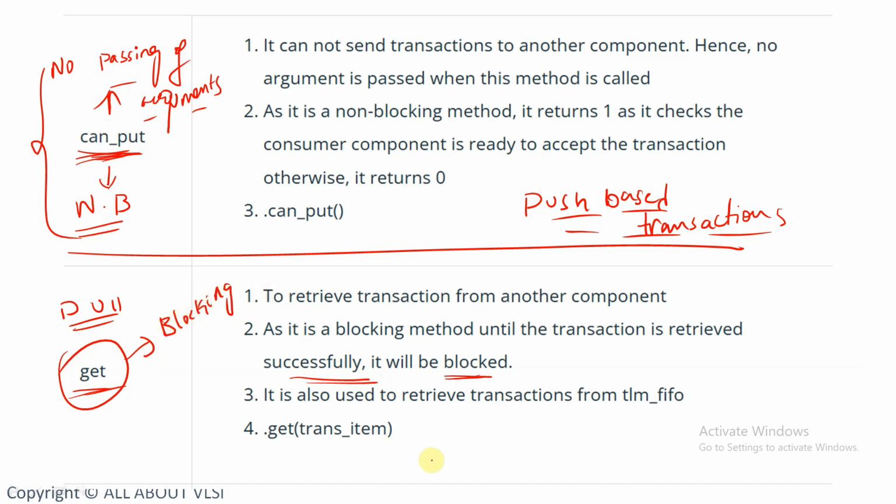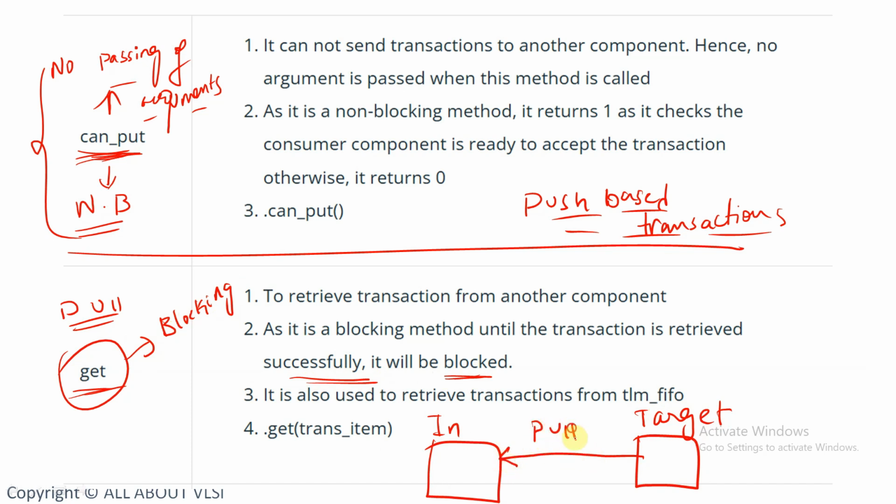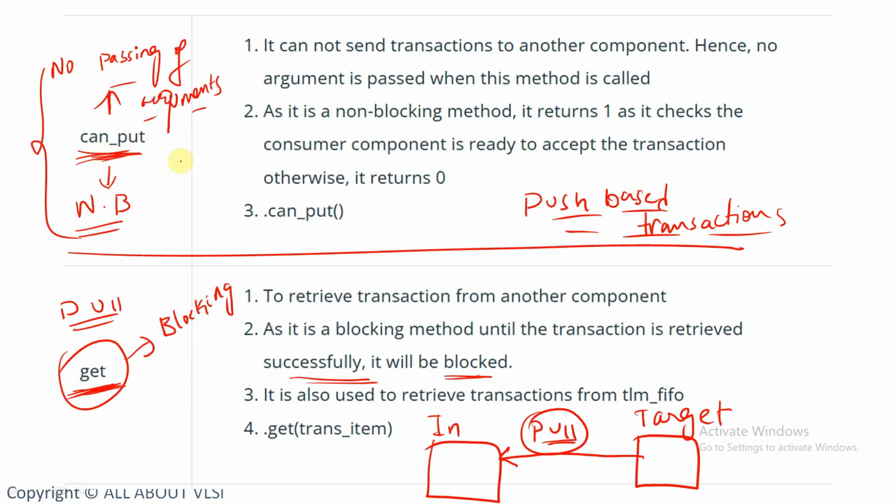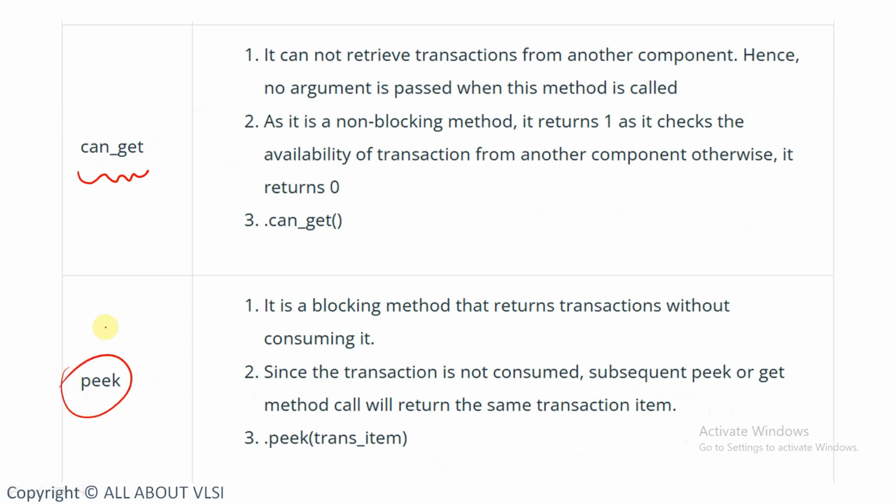That means if you have an initiator like this and you have a target like this, the data flow is from target to the initiator. This is a pull based transaction. In the case of pull based transactions, we are going to use get methods, and this is a blocking method. And coming to can_get, it is also like your can_put, where just the data direction is different. And can_get is also a non-blocking method.